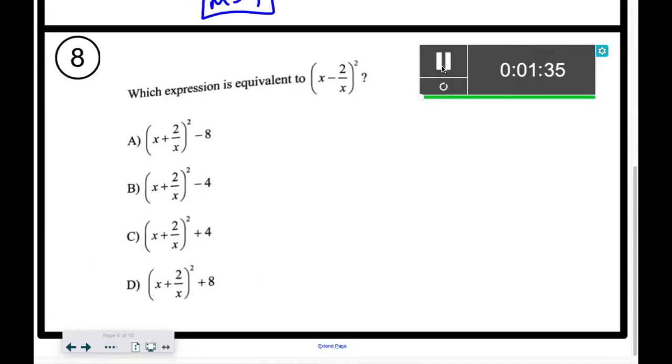All right, another equivalent expression problem. This one's a little bit tricky, so I'll give you a little bit of time.